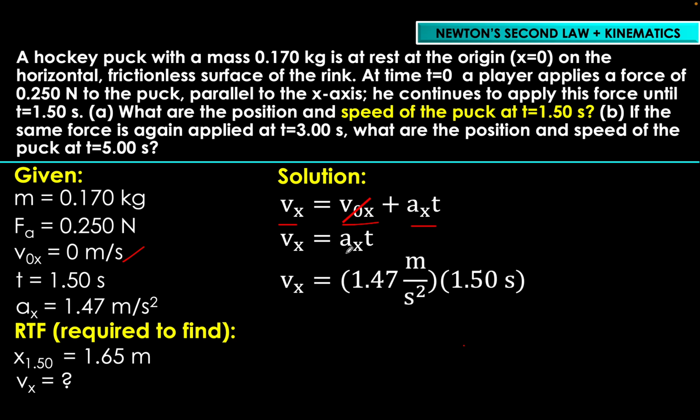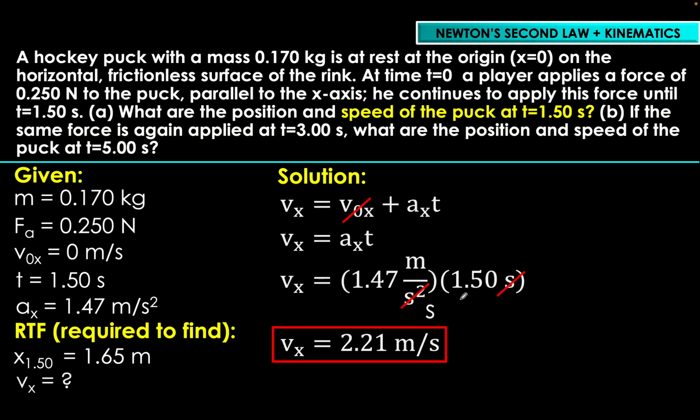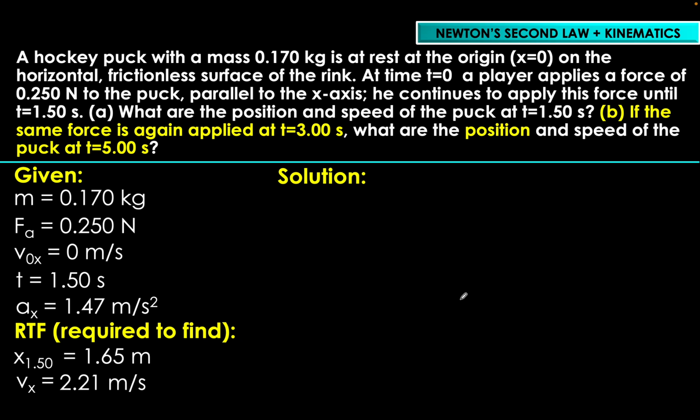Next, we substitute the given. So acceleration along x is this, and then the time that we are looking at for part A is 1.50 seconds. Now, if you do that in your calculator, you are supposed to get 2.21 meters per second. So that is the velocity when time is 1.50 seconds. Okay, so we're actually done with part A. That is now the velocity when the time is 1.50 seconds.